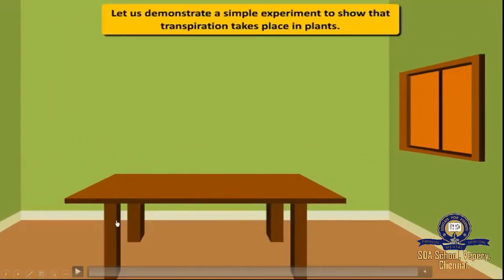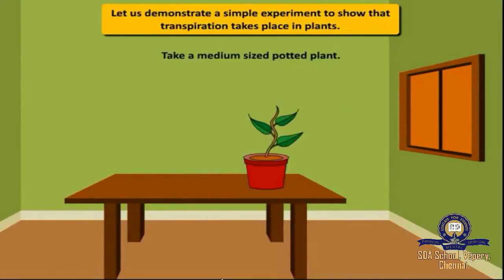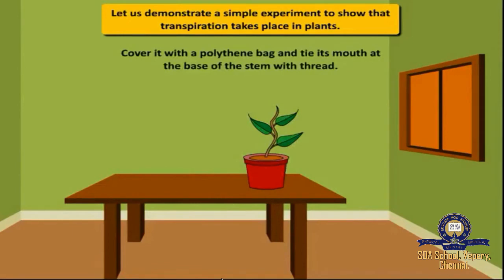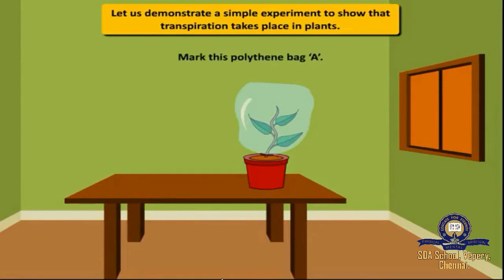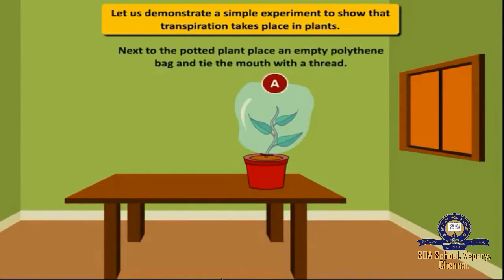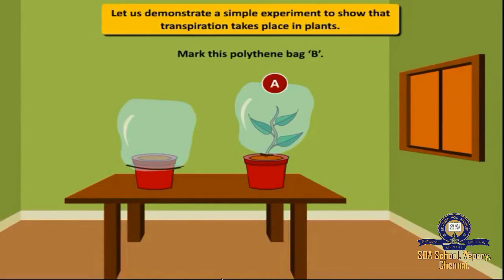So, now let us demonstrate a simple experiment to show that transpiration takes place in plants. Take a medium-sized potted plant, cover it with a polythene bag and tie its mouth at the base of the stem with thread. Mark this polythene bag as A. Next to the potted plant, place an empty polythene bag and tie the mouth with a thread. Mark this polythene bag as B.